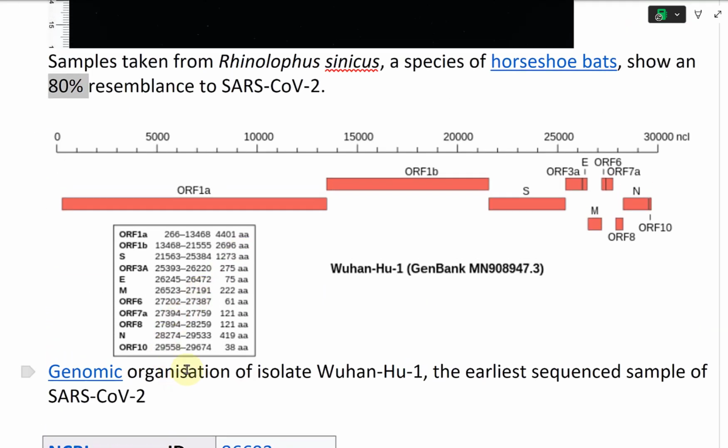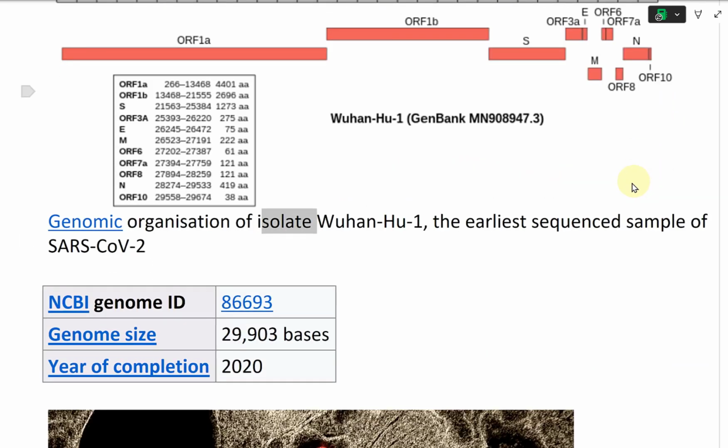Going further, genomic organization of isolate. So yes, isolate Wuhan. This is Wuhan-Hu-1, the earliest sequenced sample of SARS-CoV-2. And here are some genetic sequences. This is one string, there's a title for it, and here's another string of genetic sequences, or just base pairs, and so on. And it has almost 30,000 total.